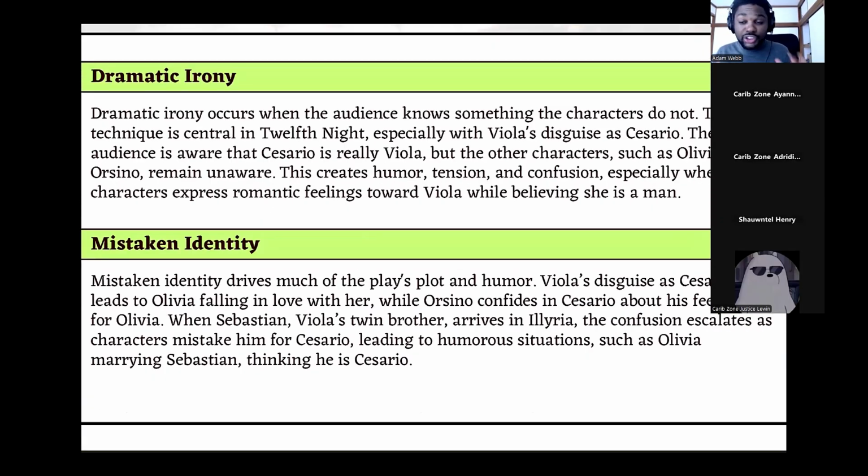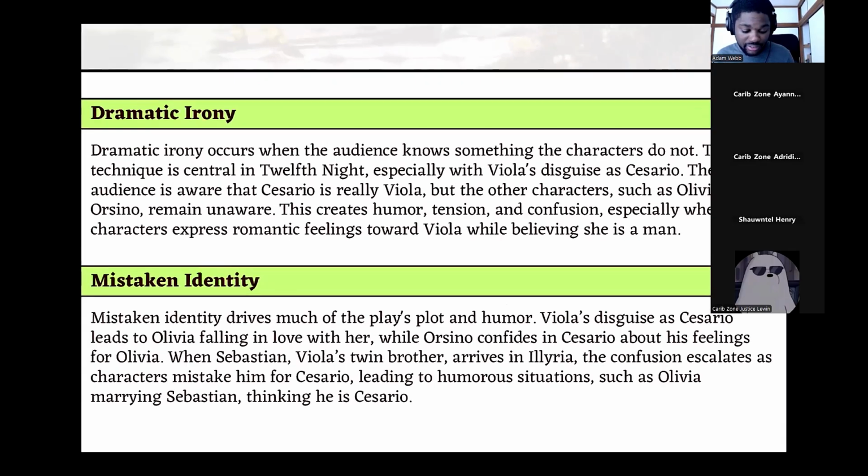So we've got dramatic irony. This occurs when the audience knows something that the characters do not. This technique is central in Twelfth Night, especially with Viola's disguise as Cesario. The audience is aware that Cesario is really Viola, but the other characters such as Olivia and Orsino remain unaware.